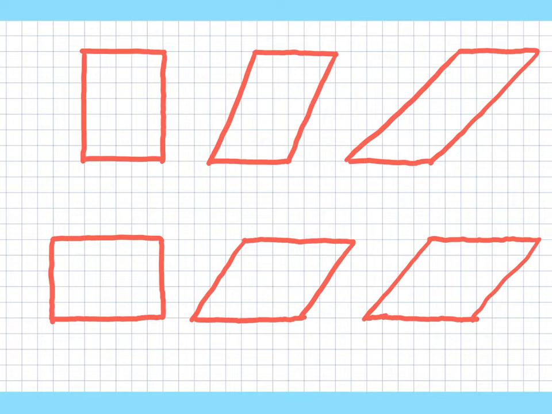So what did you come up with? We know the area of this one is 5 by 7. So 7 times 5 is 35 square units, right?